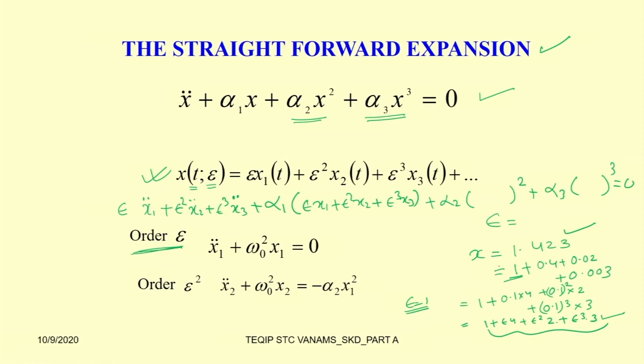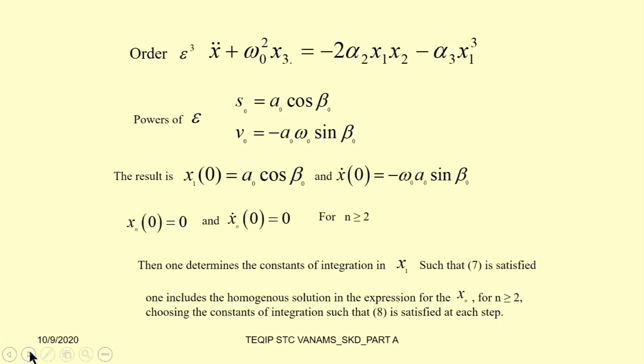Then we can take out the terms of each order of epsilon. If we put x 0 here also, we can take the terms with epsilon to the power 0. So, at order epsilon, x 1 double dot plus omega 0 square x 1 equal to 0. Similarly, at order epsilon square, x 2 double dot plus omega 0 square x 2 equal to minus alpha 2 x 1 square. The solution of this equation is already known to you.